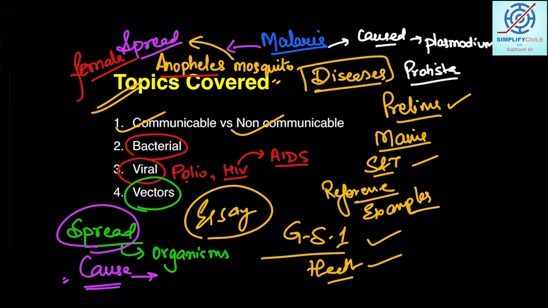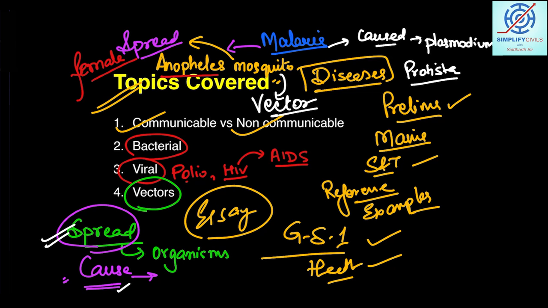So what are vectors? I'm coming to the point again. Vectors are those organisms which are helpful in spreading the disease, and the cause is something else. So the mosquito in the malaria example is a responsible organism for the spread of the disease. So we will call the mosquito a vector.